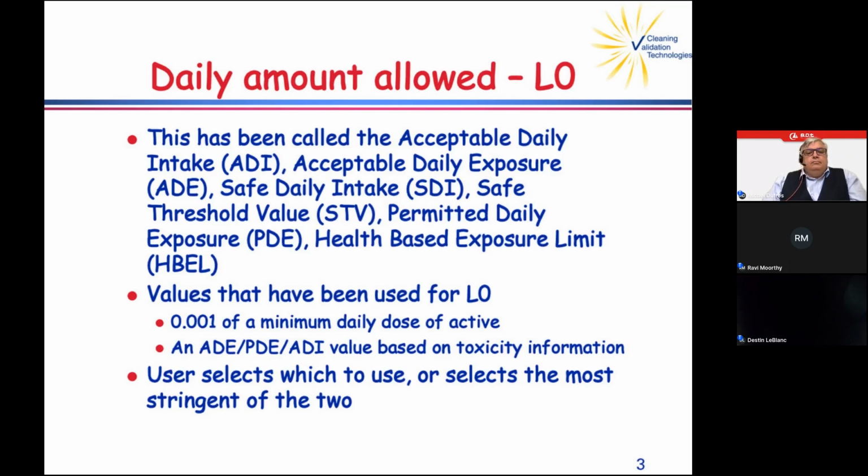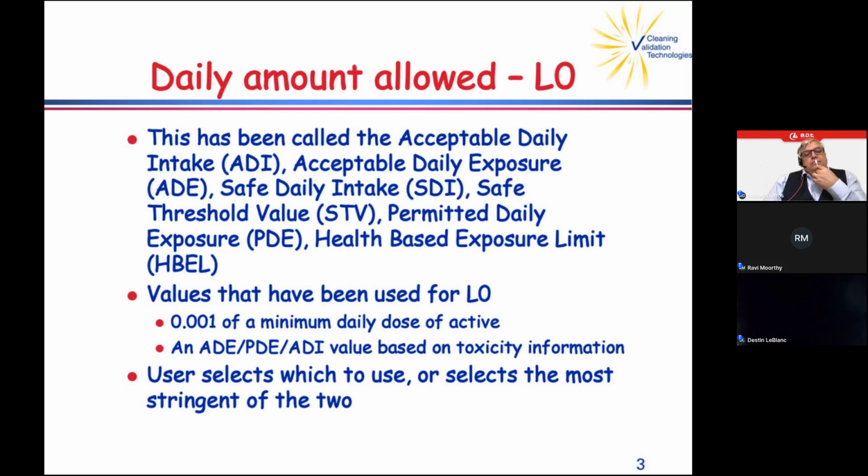So in the software, the user can select which to use, or it can select the most stringent of the two. In other words, I'll say I'm going to calculate both of them or enter data for both of them and allow the software to pick the most stringent of the two. Because if you're meeting the most stringent of the two, then you're meeting both the 1/1000 dose criteria as well as the ADE or PDE criteria.